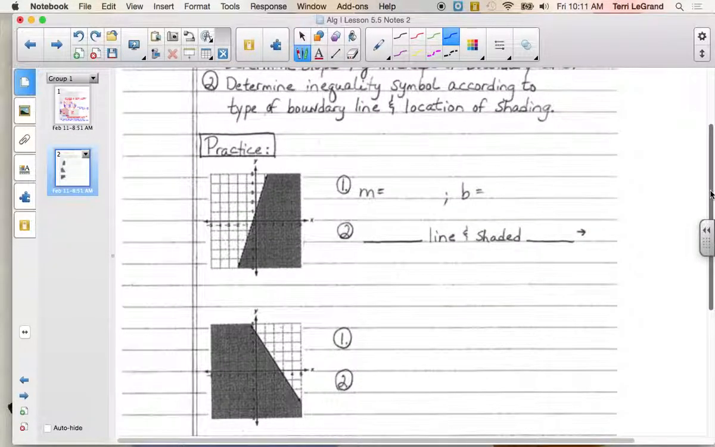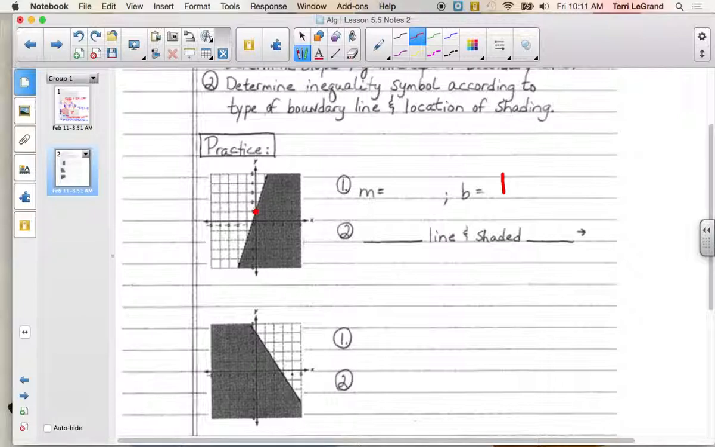Might be easiest to decide where it is crossing the y-axis first. Let's put a point there. Where is it crossing the y-axis? It appears to be at 1. Okay, right there, so put a point there. And we're going to say b equals 1.